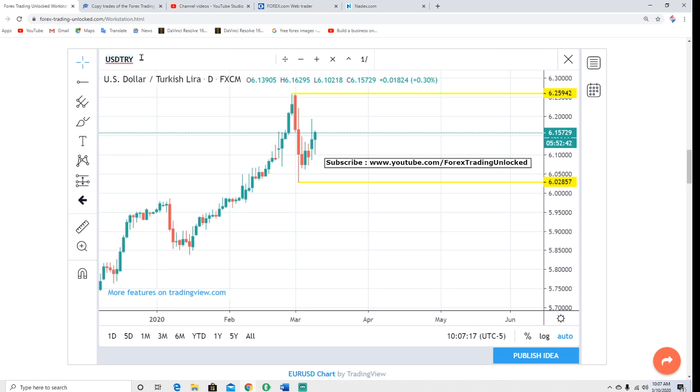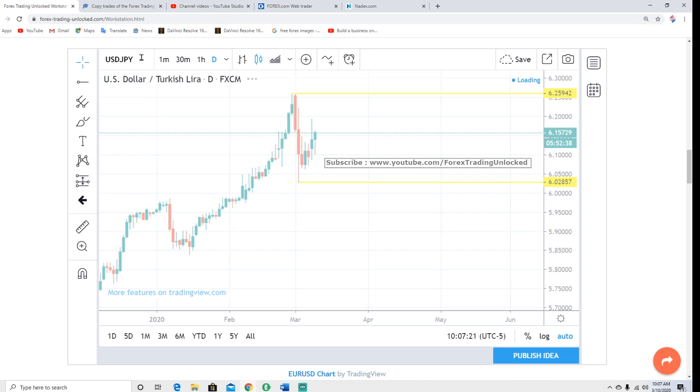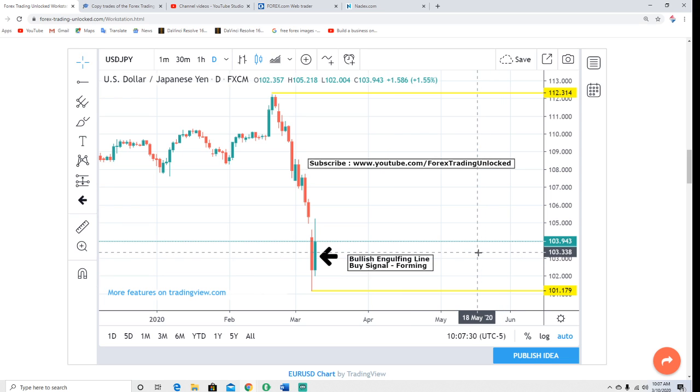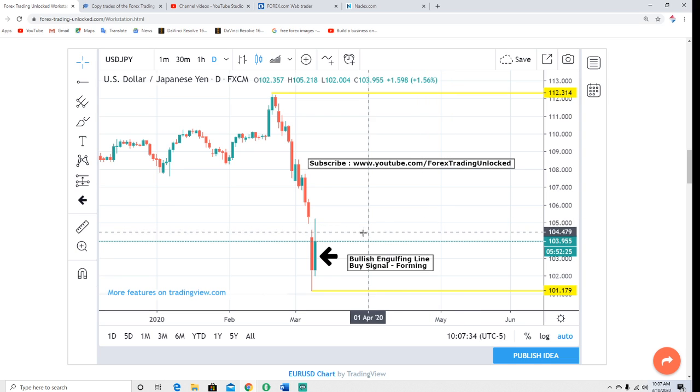So let's look at our last couple of signals to close out this webinar. Remember, we have the US dollar JPY. We have a potential bullish engulfing line buy signal forming here. So we're going to see what happens, and see if this emerges. We have to wait until the close of the session today. Do not try and jump in front of this.